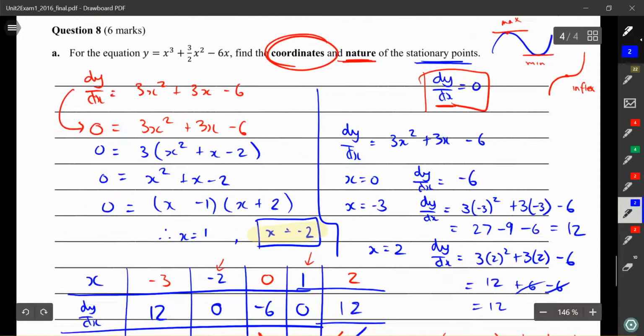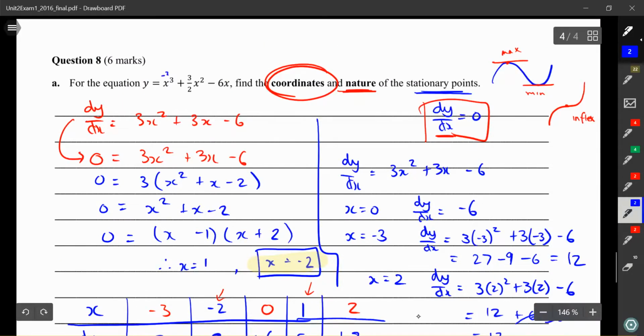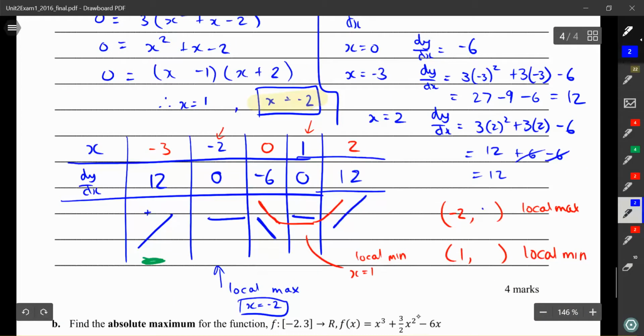Okay, so sub in negative 2, here we go. If I sub negative 2 in, negative 2 cubed is negative 8, plus 3 over 2 times negative 2 squared, minus 6 times negative 2. This is tedious, actually. Negative 2 squared is 4. 4 divided by 2 is 2. 2 times 3 is 6. So negative 8 plus 6 plus 12. 18 minus 8, so it's 10. So y equals 10.